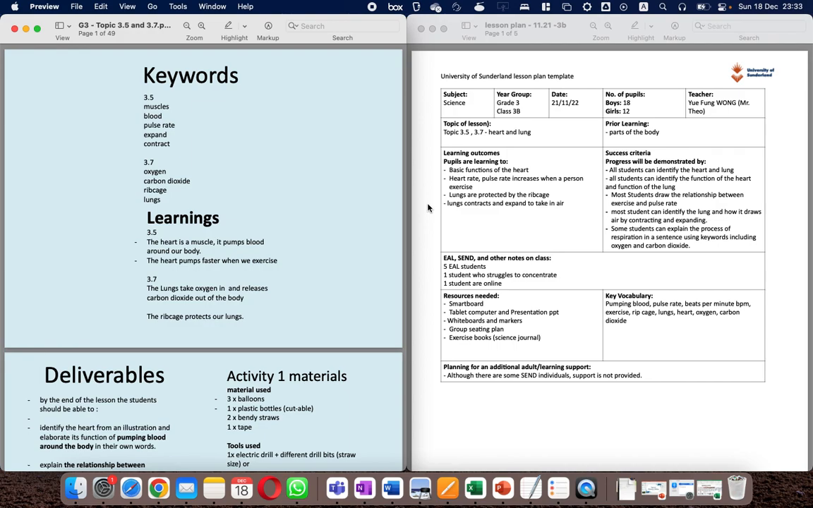Some of them are quite distracted, and there's one student who's online, and they'll start chatting to each other. So classroom management is also something we have to consider.